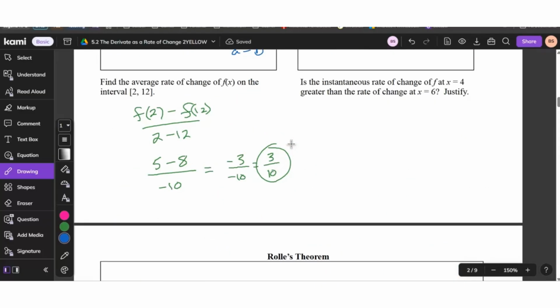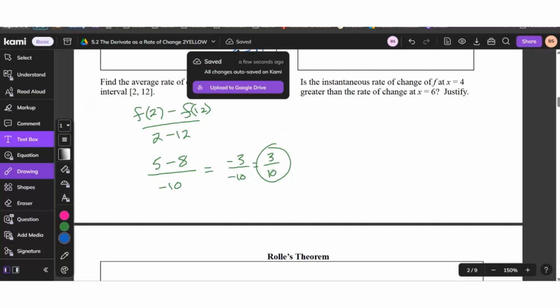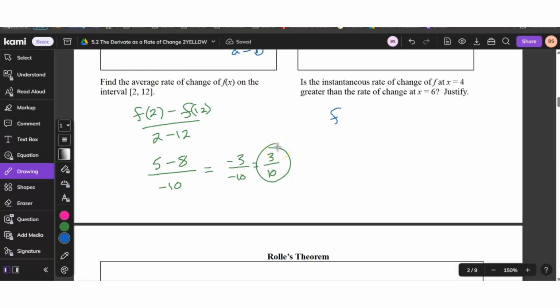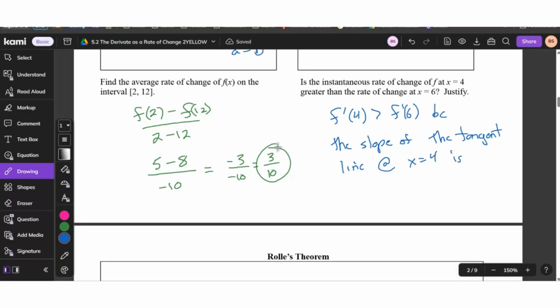So, is the instantaneous rate of change at 4 greater than that at 6? Yes, it is. So we can say that f prime of 4 is greater than f prime of 6 because the slope of the tangent line at x equals 4 is bigger than that of x equals 6. Amazing, right? Not hard, hopefully.